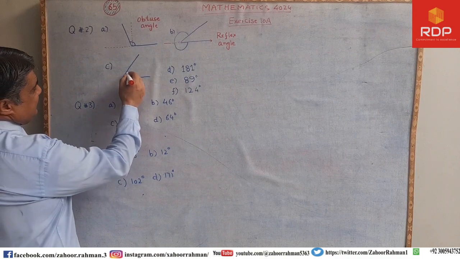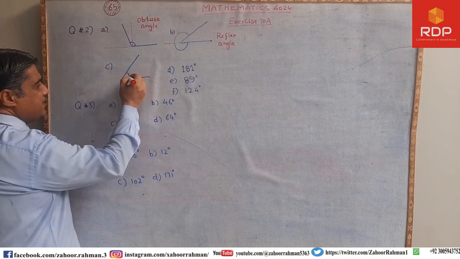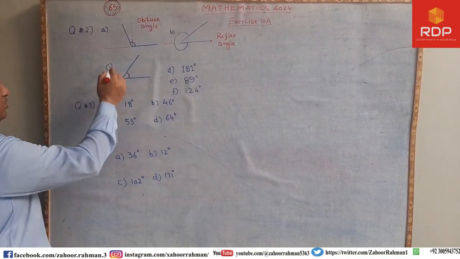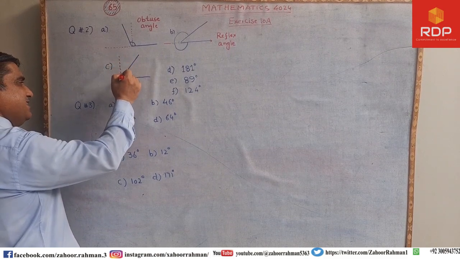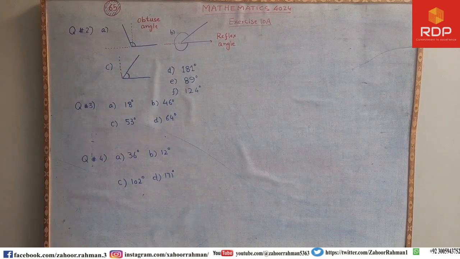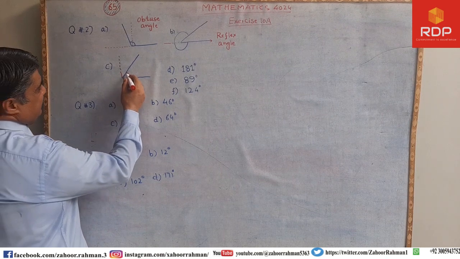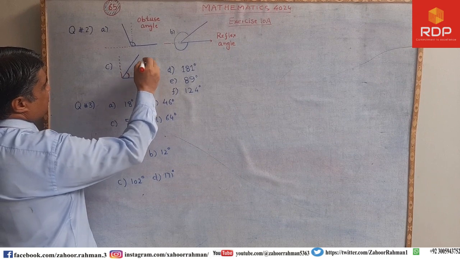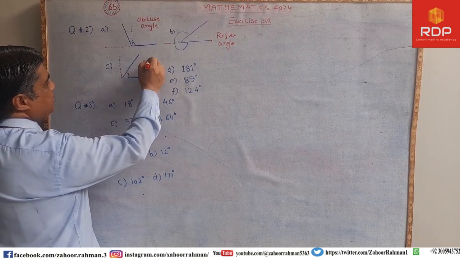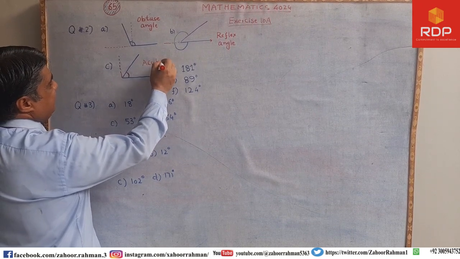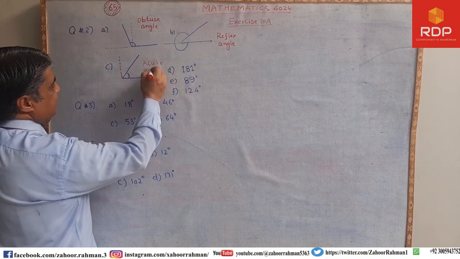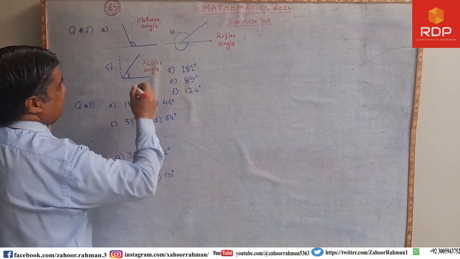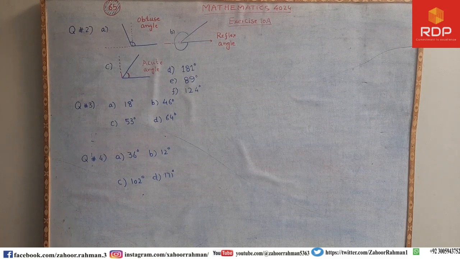Now, because they have shown this particular area, if it is 90, it would be like this. But because this angle is less than 90 and greater than 0, it is an acute angle. That is why we discussed the theoretical portion in greater detail. Now it would be easy for you.